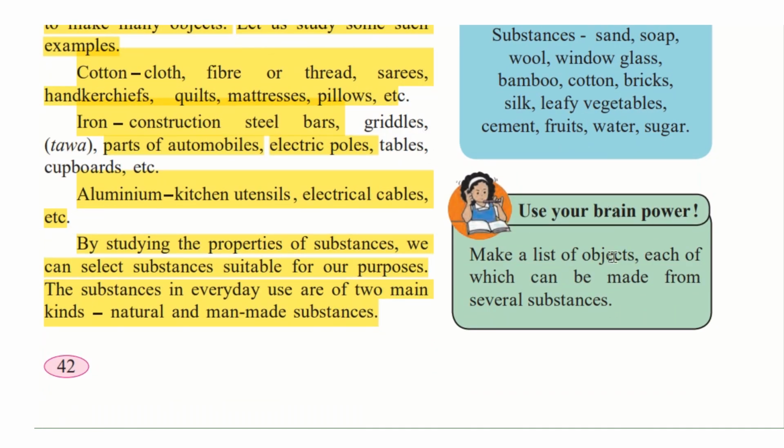Use your brain power. Make a list of objects, each of which can be made from several substances. So, here is another activity for you to do. Make a list of objects, each of which can be made from several substances. So, many substances are joined together to make one particular object.